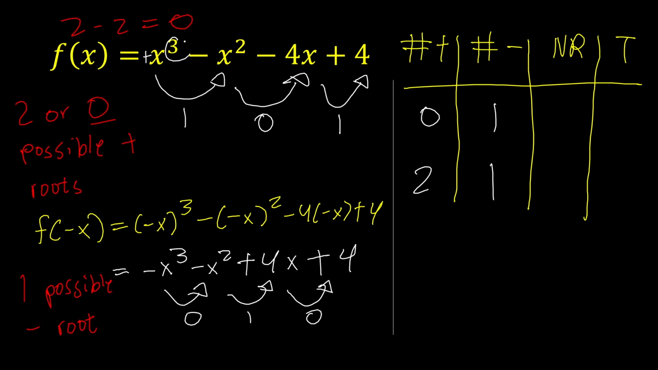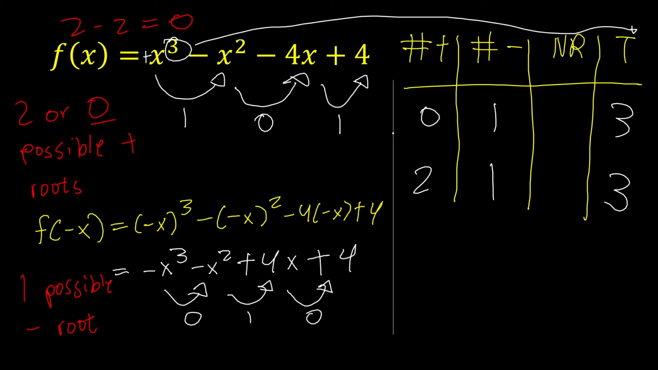As for the total, remember that it's the highest degree of the polynomial function. In this case, it's 3. And remember that the total is the sum of the positive, negative, and non-real roots. So we can say it's 2 because 0 plus 1 is equal to 1. So we need 2 so that it will make it 3. Same here, 2 plus 1 is equal to 3. So we just need to place 0. So these are our non-real roots.